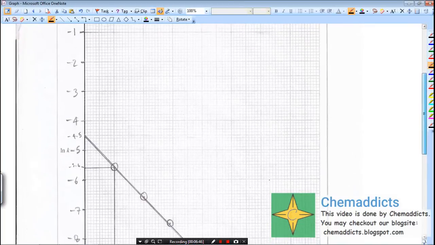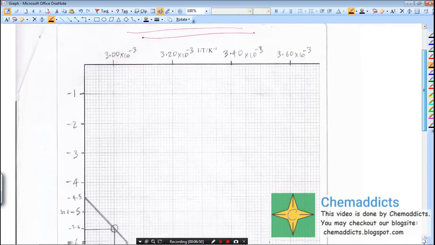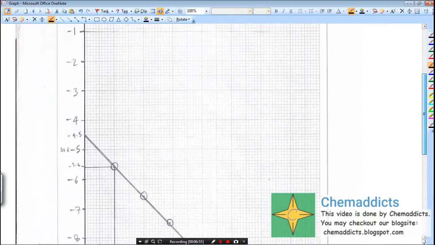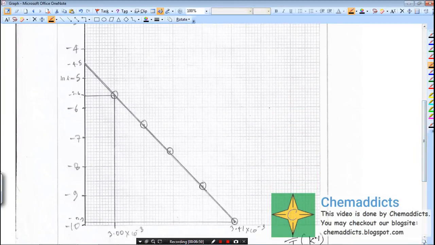So, fellas, as you can see, I have borrowed a student's graph paper. I'm really sorry that my graph plotting is really bad, but still, let us study this student's plotting and find some of the mistakes that the student has made.